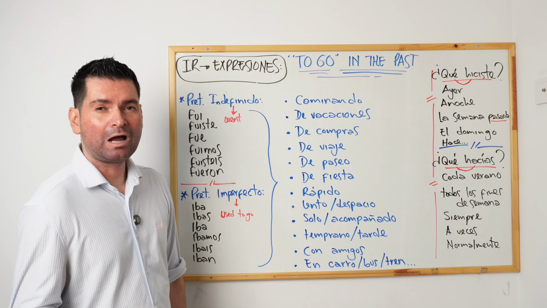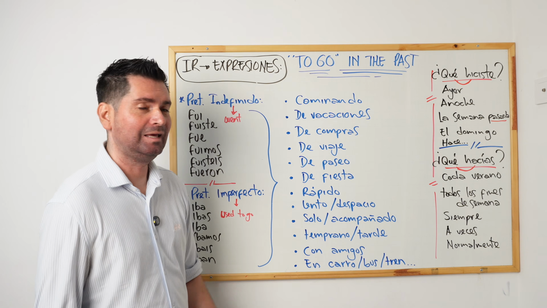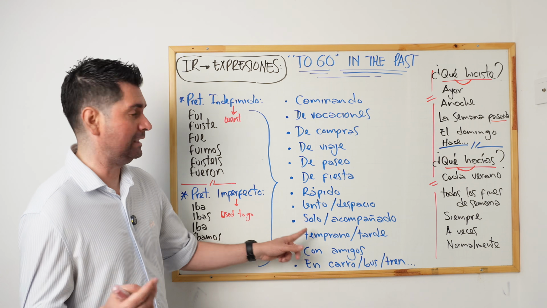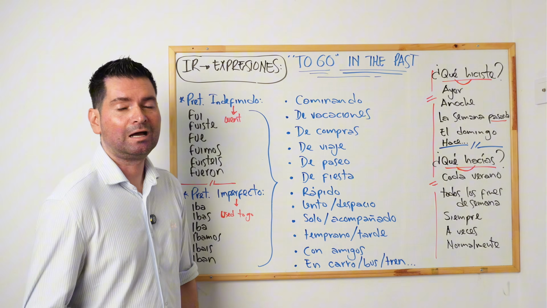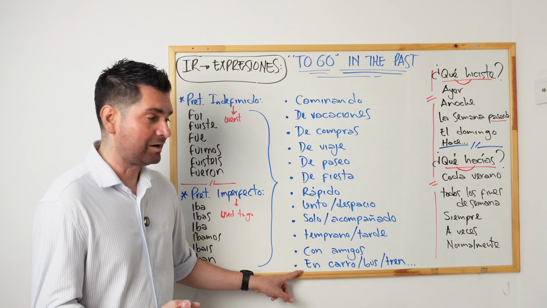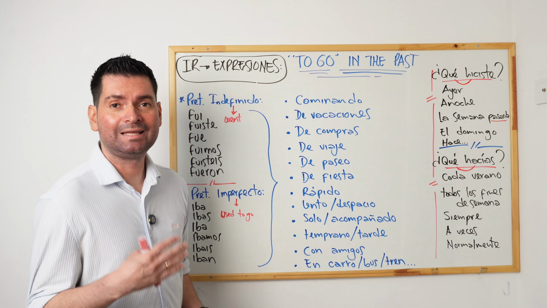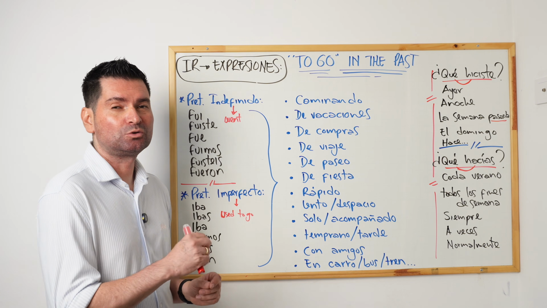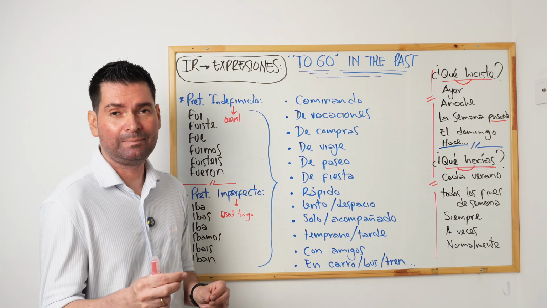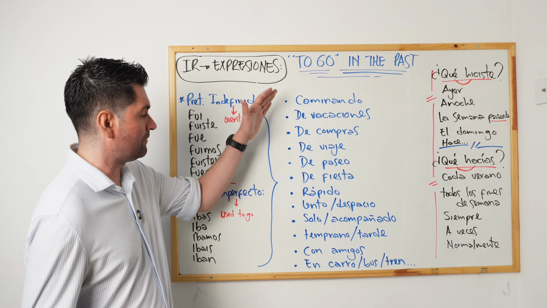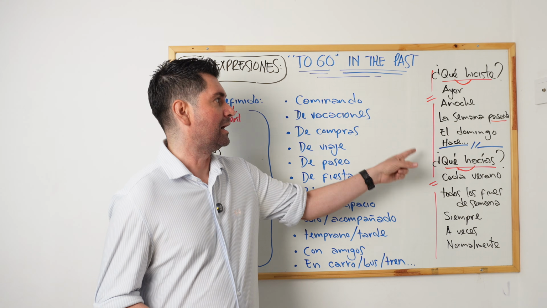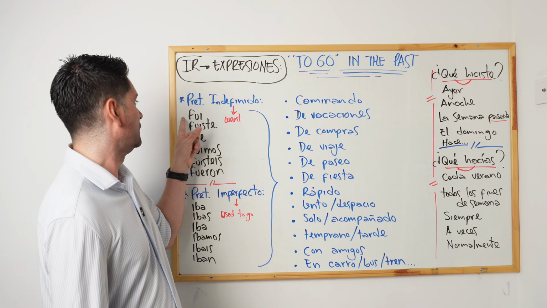Fui temprano. I went early. Fui tarde. I went late. Iba temprano. I used to go early. Iba tarde. I used to go late. Con amigos, with friends. En carro, bus, tren, etc. So, I used to go by car, by train, by bus, etc. So, these are very common expressions. And again, the questions and the keywords apply.